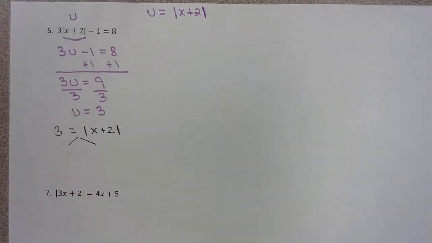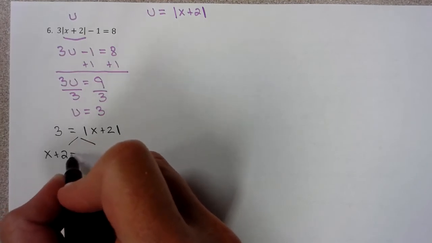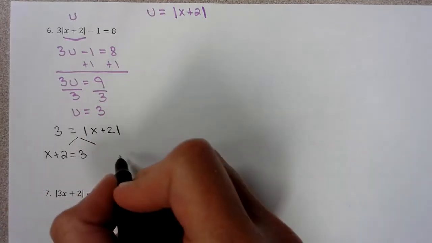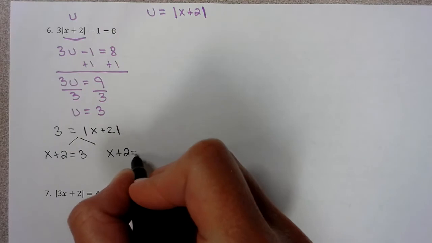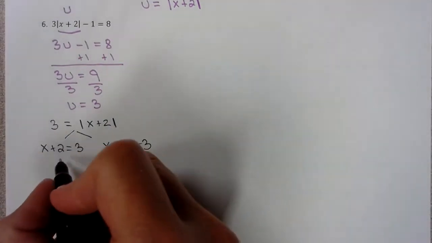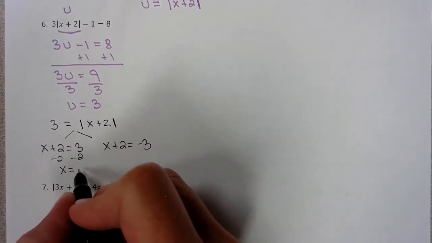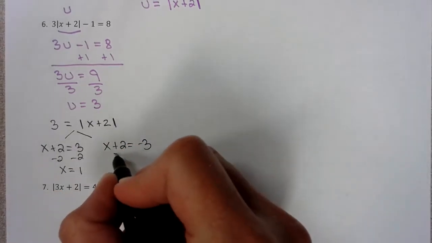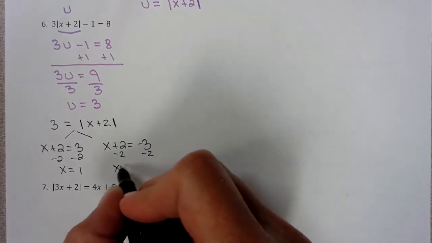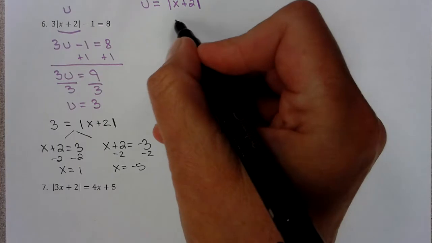From there, I can write my two equations. So x plus 2 equals 3, and x plus 2 equals -3. Solve for x, so x equals 1, and x equals -5.